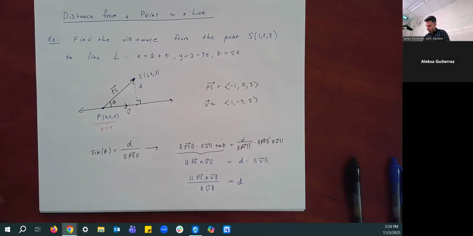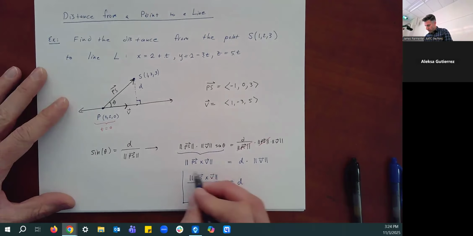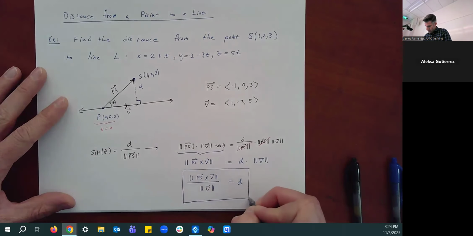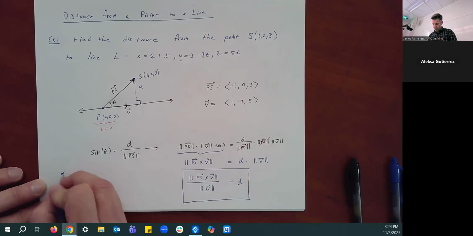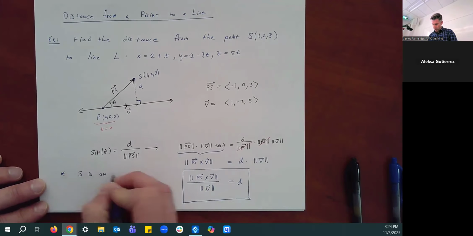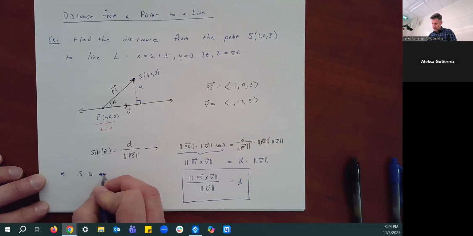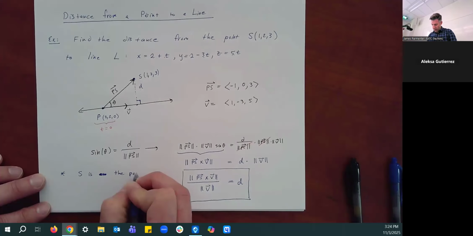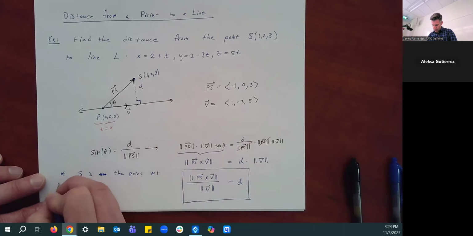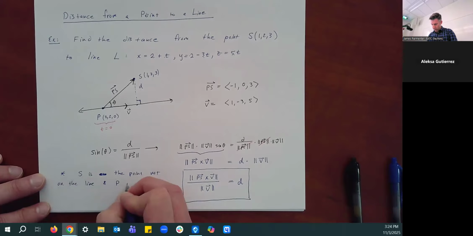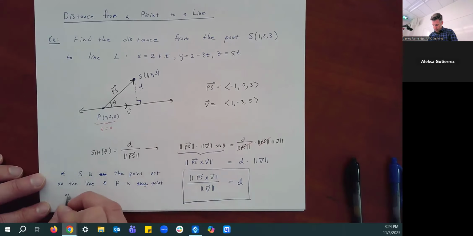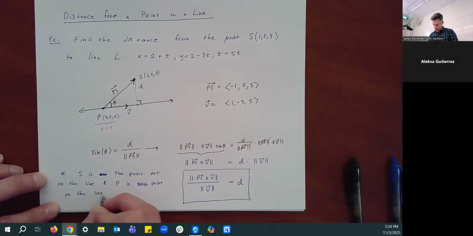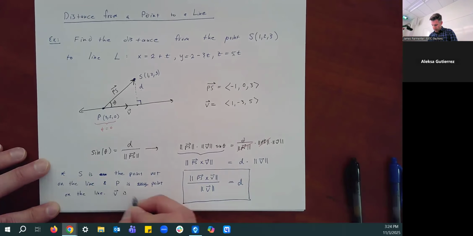Let's actually do this problem though, because we haven't. We found the formula for the distance between a point and a line, but we still need to actually answer the question. I should point out a few things here. S is the point not on the line. P is any point you find on the line. We could all use different points. And V is the vector in the direction of the line.